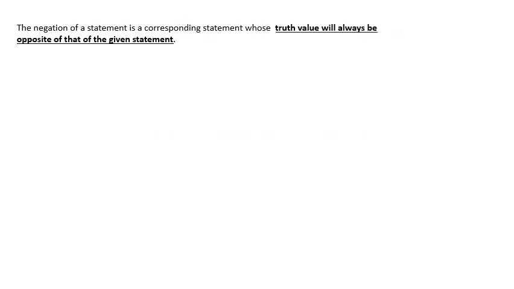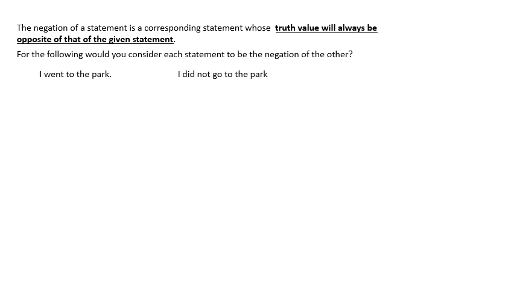The negation of a statement is the corresponding statement whose truth value will always be opposite of that of the given statement. In other words, if they're negations, when one's true, the other's false, and when this one's false, the other one's true. Which of the following would you consider each statement to be a negation of the other? Pause the video again as we work these problems and give them a try.